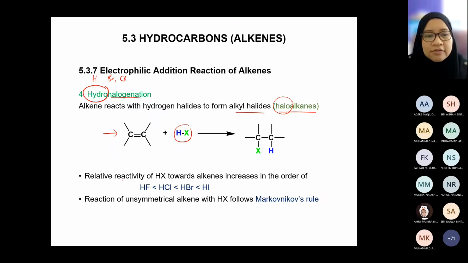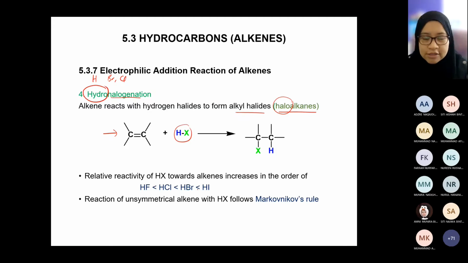So the relative reactivity of HX towards alkenes increases in the order of HF, HCl. HF is the least reactive. HI is the most reactive. So HCl and HBr are in the middle. But normally we will go for HCl and HBr, as in the previous halogenation. But this time around we do have HI. Kita ada HI, tapi yang tadi tak ada HI.